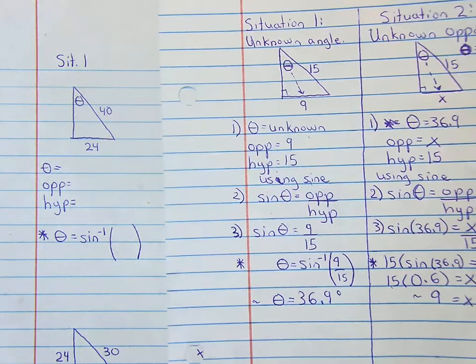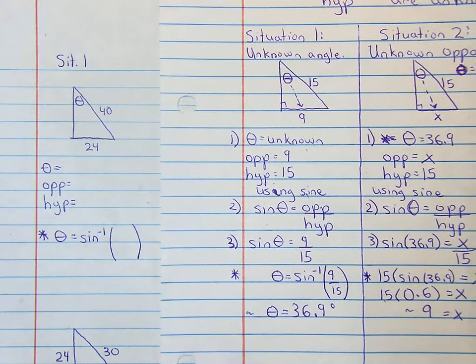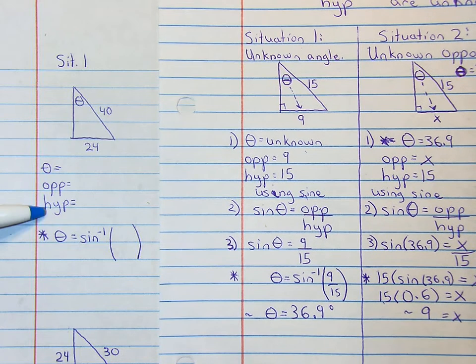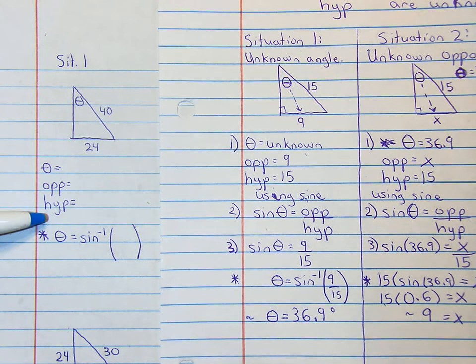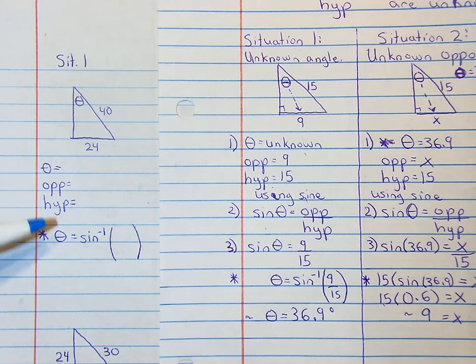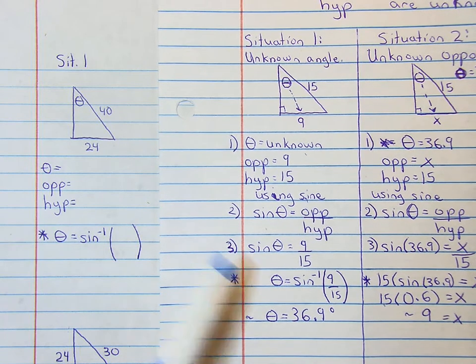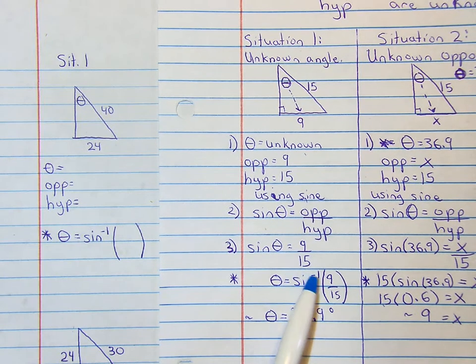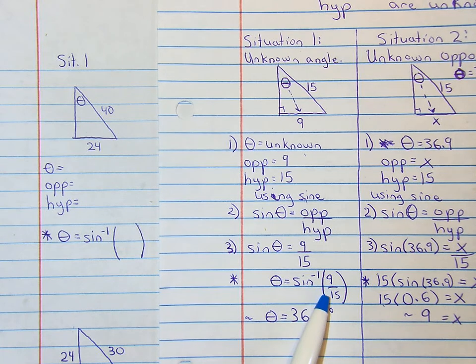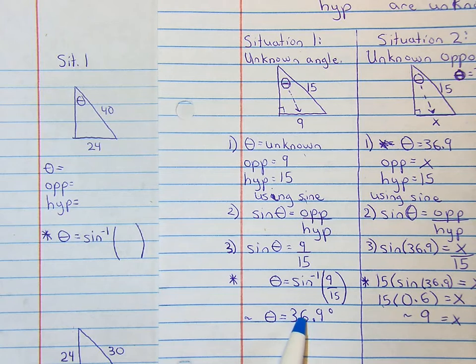Situation 1, identify your pieces, and then technically you can just skip down here to this formula, use your calculator, and get your angle.